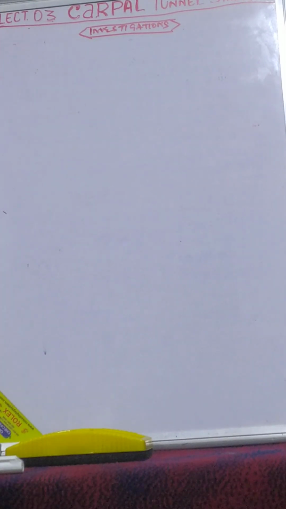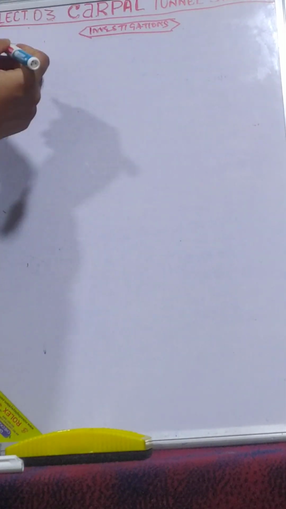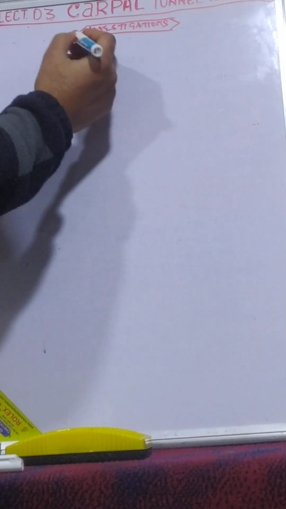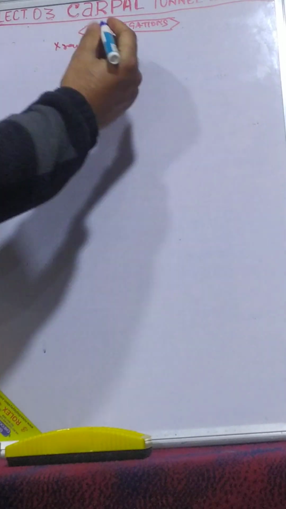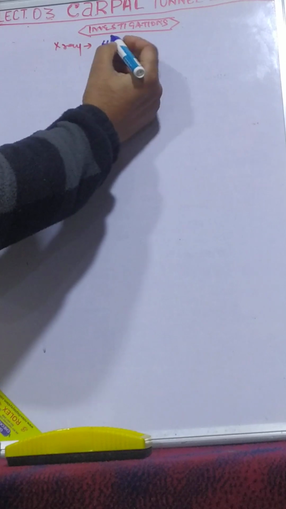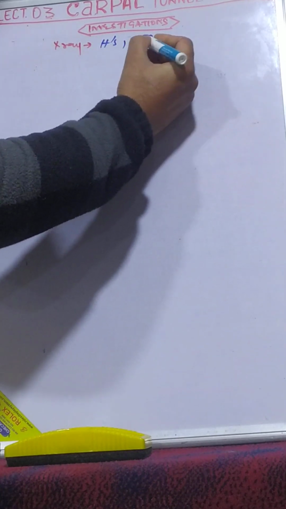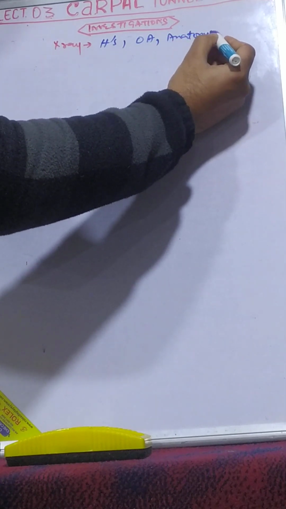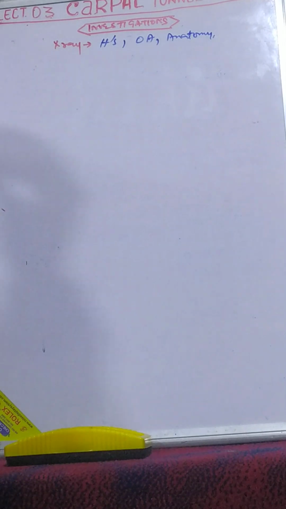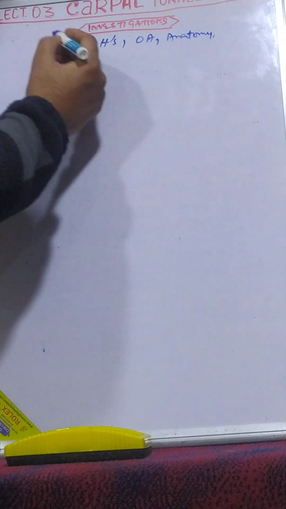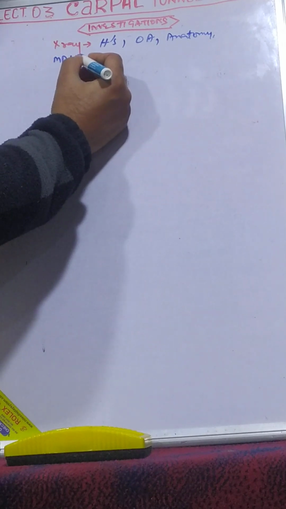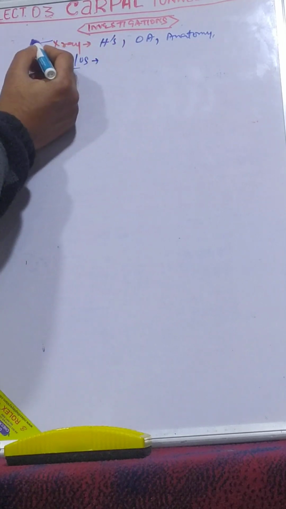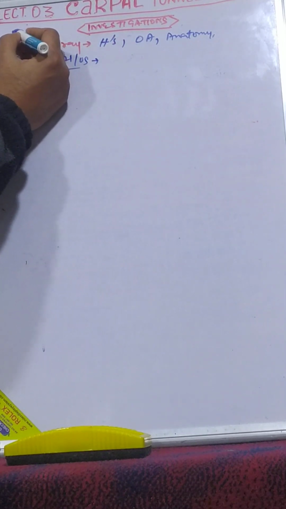Today our topic is investigations of carpal tunnel syndrome. It involves X-ray. X-ray is used to check for fractures around the carpal tunnel, osteoarthritis of the wrist, and anatomy of the wrist. Second, MRI and ultrasound. You just remember that in X-ray, you advise a special view, that is the carpal tunnel view.